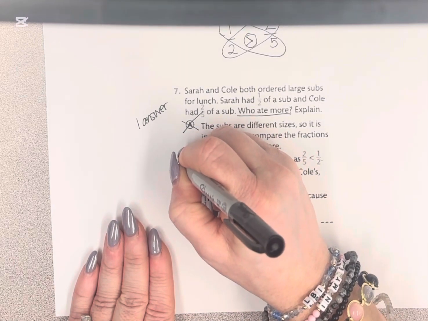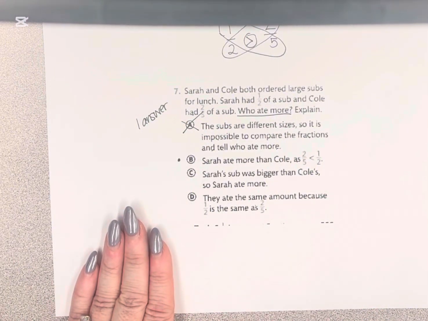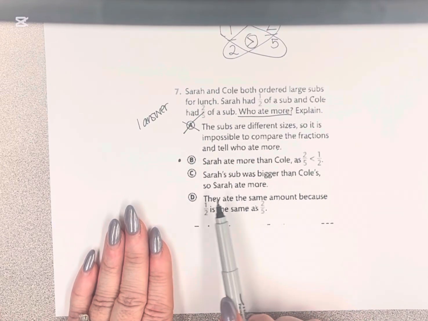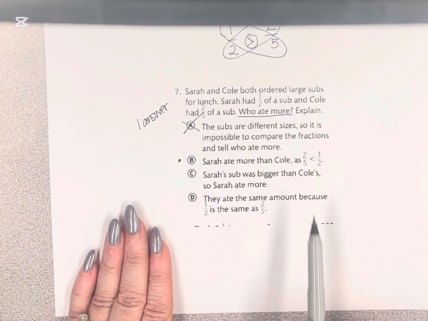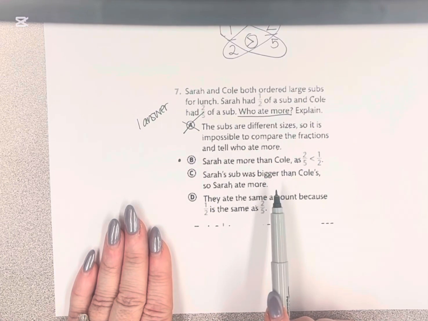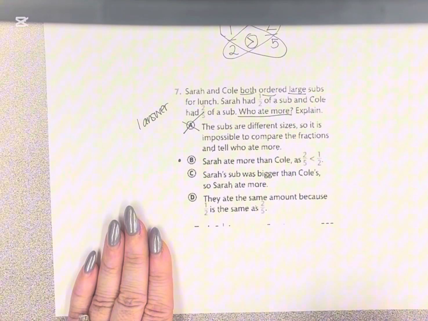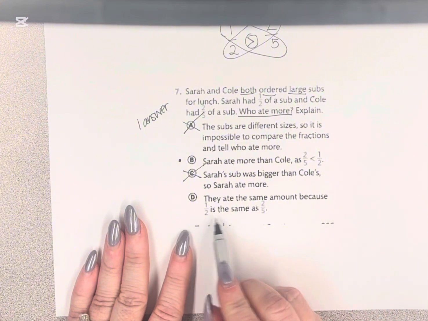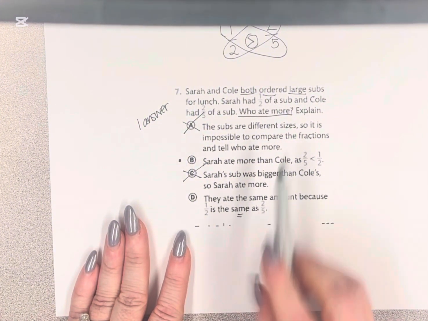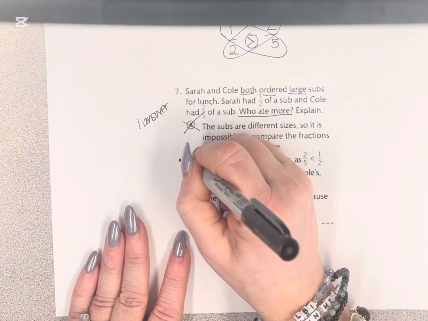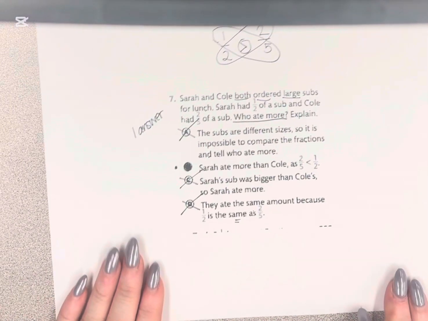I'm going to put a dot there because that's true, but I never want to just rush. I always want to look at every option. Sarah's sub was bigger than Cole's, so Sarah ate more. Well, Sarah ate more, but it's not because hers was bigger, because they both ordered large subs. So not enough information there. They ate the same amount because 1/2 is the same as 2/5. Well, we just proved that 1/2 is greater. So D is incorrect. And there is B. That is your answer.